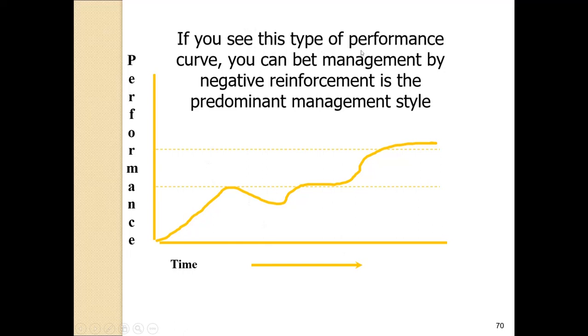Okay, if you see this type of performance curve, you can bet management by negative reinforcement is the predominant management style. Performance will increase by time and then it will increase, and maintain by time.